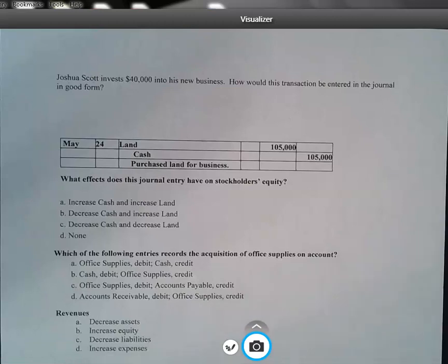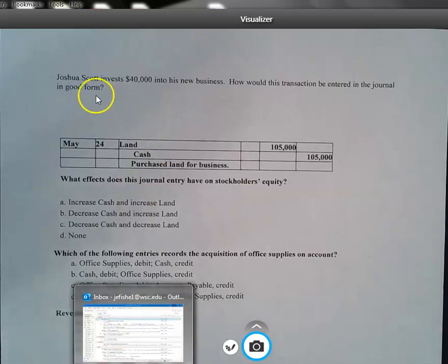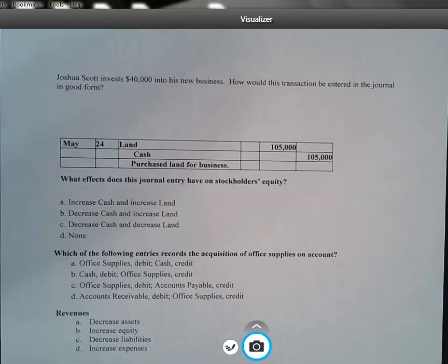Let's keep going. Looks like our first question on this handout is for a journal entry. It says Joshua Scott invests $40,000 into his new business. How would this transaction be entered in the journal in good form? Let's focus instead of completely on good form, just what are the debits and the credits? How is this transaction going to impact the overall accounting equation?